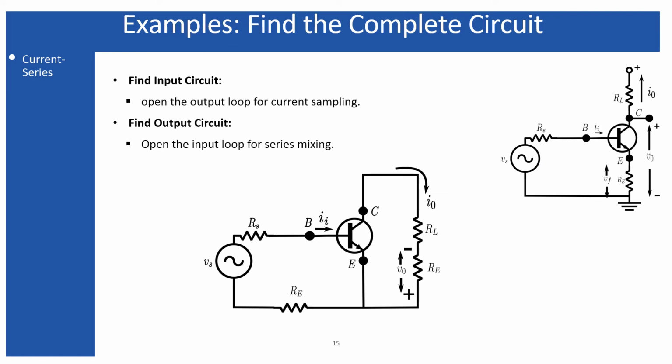Next one is the current series. Now what is the purpose? We have identified the topology, it is the current series, and now we have to find the input circuit as well as the output circuit. Now we have to follow the rules that I demonstrated at the beginning of this lecture: for finding the output circuit, open the output loop for the current sampling. Since it is the current series and it is sampling the current, open the output loop for the current sampling.